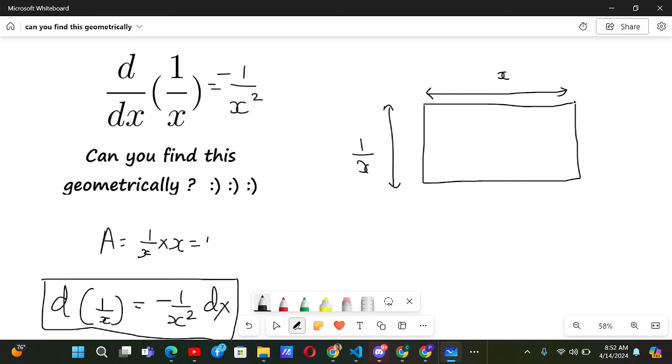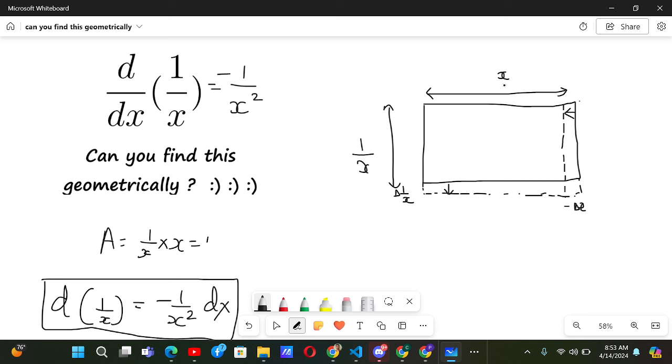So if we make a slight change in 1 by x, let's say this is a delta 1 by x, if we are increasing it, there will also be a slight change in x. Basically x will decrease. So since x is decreasing, this is the minus delta x. If we increase 1 by x, this will decrease.